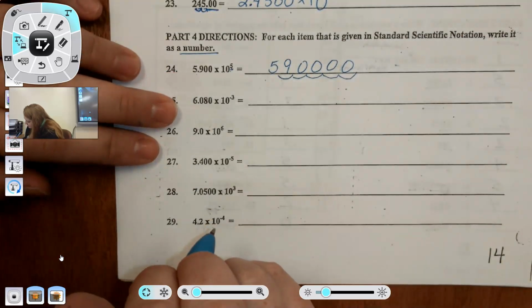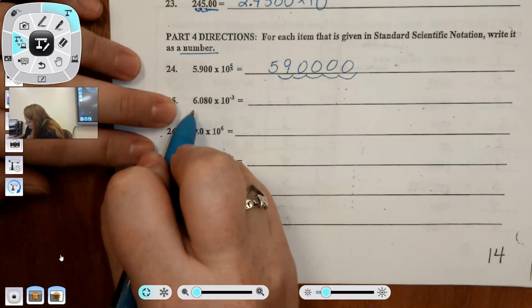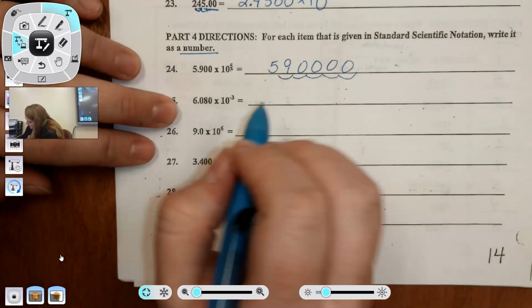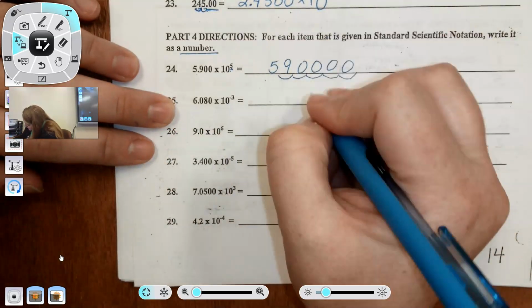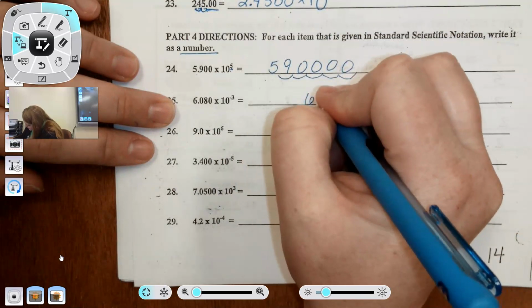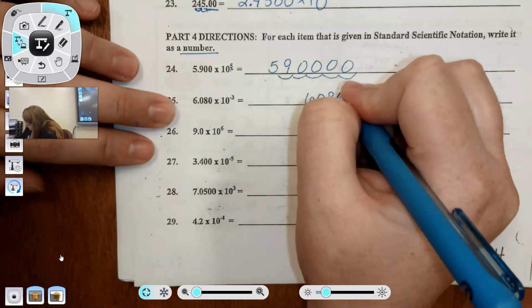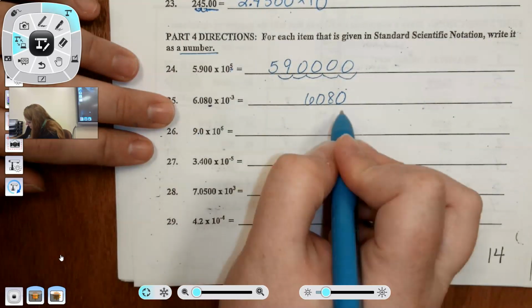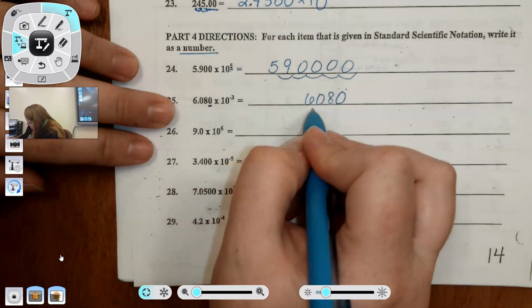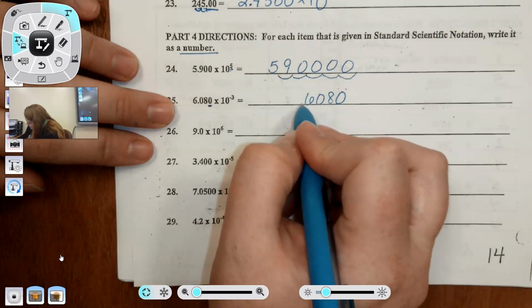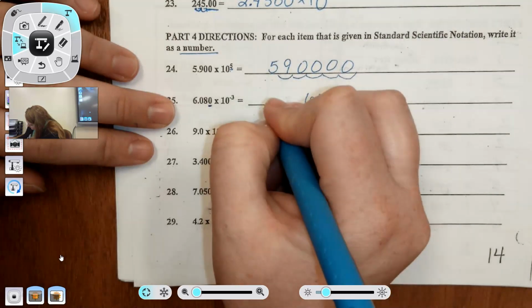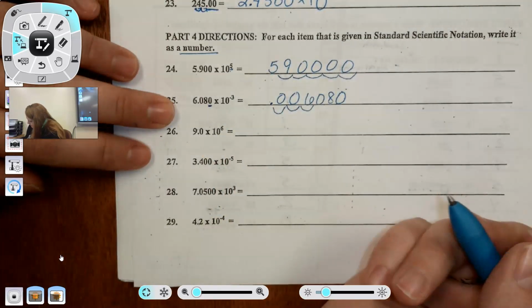Okay. And 6.080 times 10 to the negative 3. So I'm going to write 6080, and since it says that 0 is significant, I need to make sure I write it there. And we're going to go 1, 2, 3 places to the left. Okay.